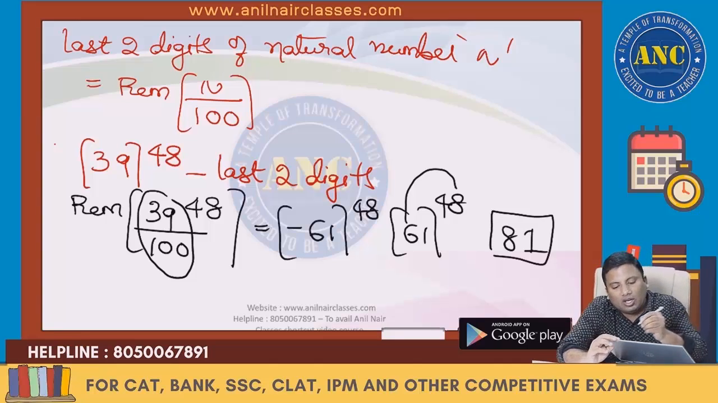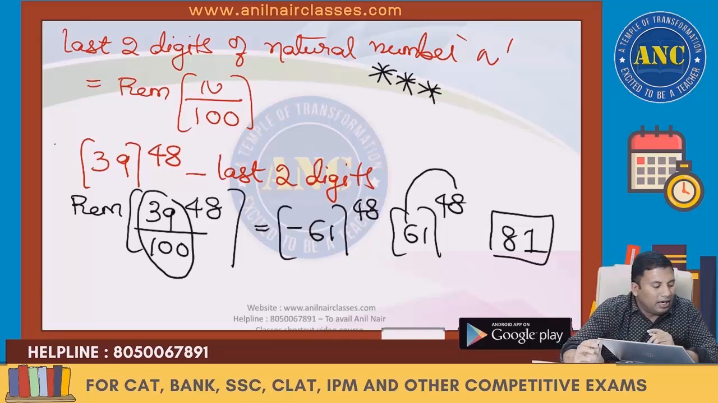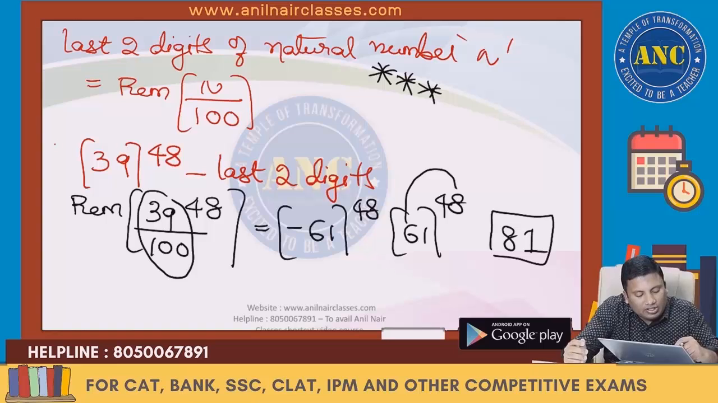I used this logic that the last 2 digits of a natural number n is the remainder when you divide the number by 100. 39 power 48 divided by 100: 100 ones are 100, the negative remainder is minus 61. Minus 61 power 48, minus power even is plus, so 61 power 48. 1 power any number is 1. 6 8s are 48. The unit digit in 48 is 8. These are the important concepts that we discussed.